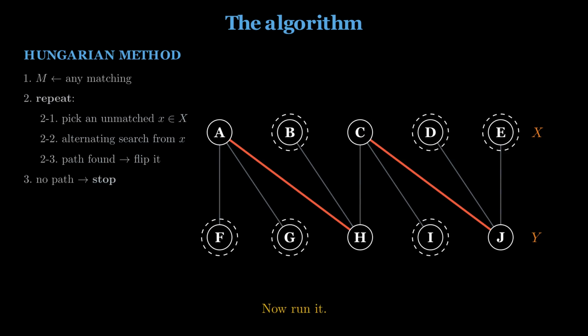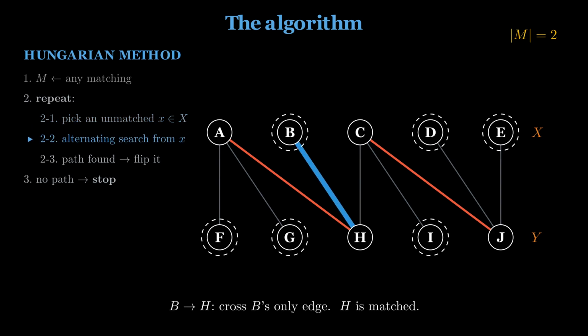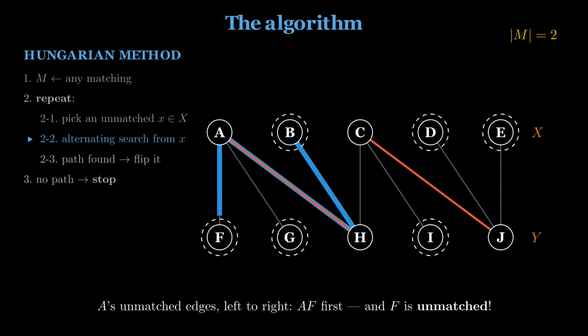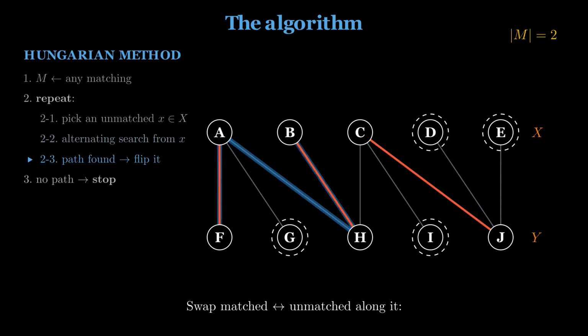Now let us run it. The unmatched vertices of x are b, d, and e. We begin at b. B has a single edge, so the search crosses it. H is matched. Follow the matched edge up to A. A's leftmost unmatched edge leads to F, and F is unmatched, an augmenting path. Flip matched and unmatched along it. The matching now has 3 edges.